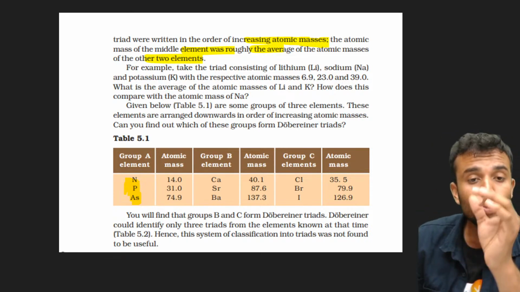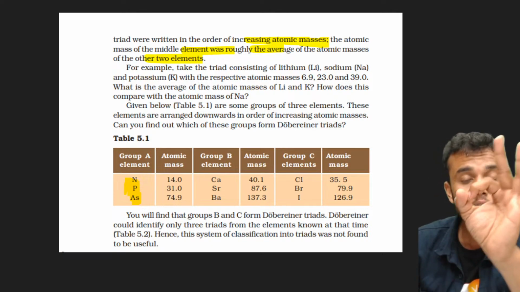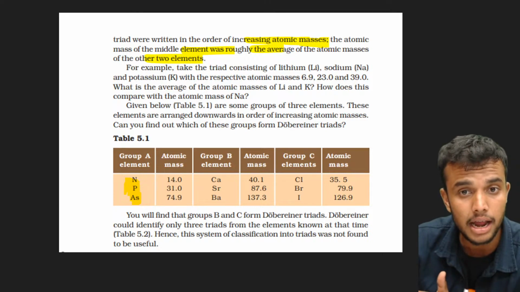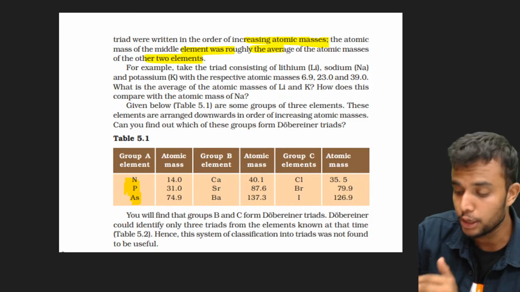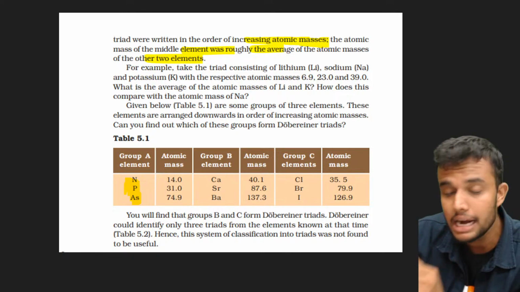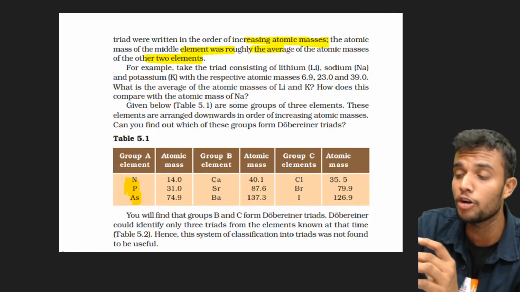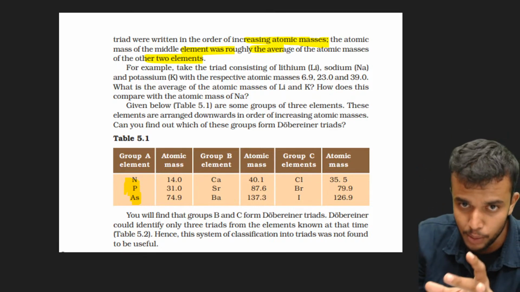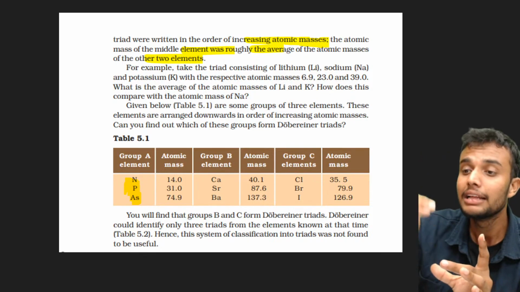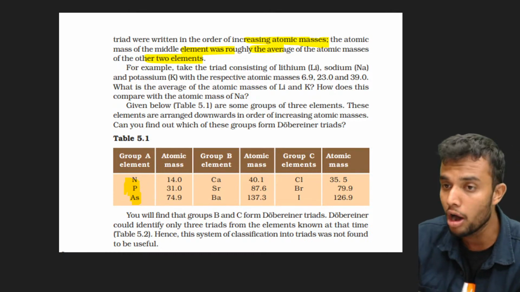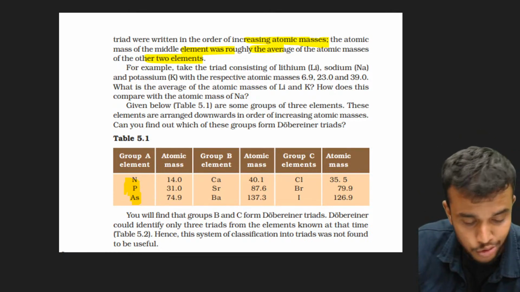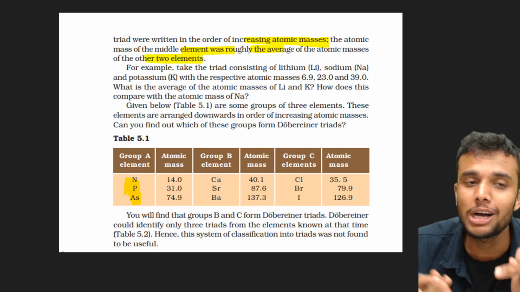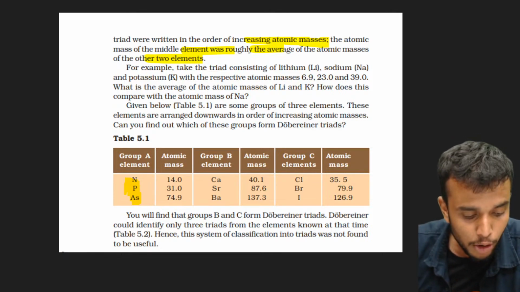He also told one important point. The middle element's atomic mass is roughly the average of the first one and the third one. Very simple, students. If we add the atomic masses of the first and third and divide by 2, or take the mean of these 2 values, then we get the atomic mass of the middle element.